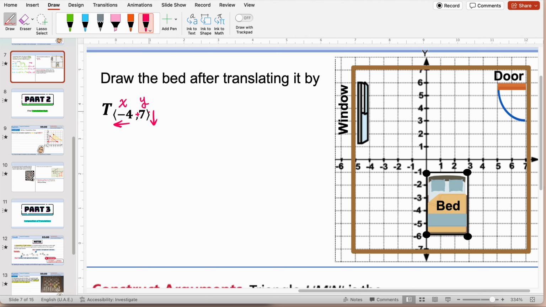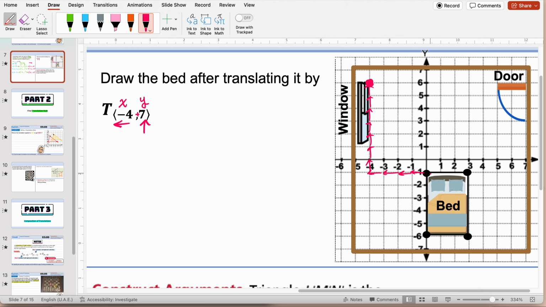Miss, why not here left and here down? Because the x is either right or left. The y is either up or down. Oh, sorry, this should be up because it's positive. So yalla, let's go. 4 negative, 7 positive. 4 to the left, 2, 3, 4. 1 2 3 4 5 6 7. Done.